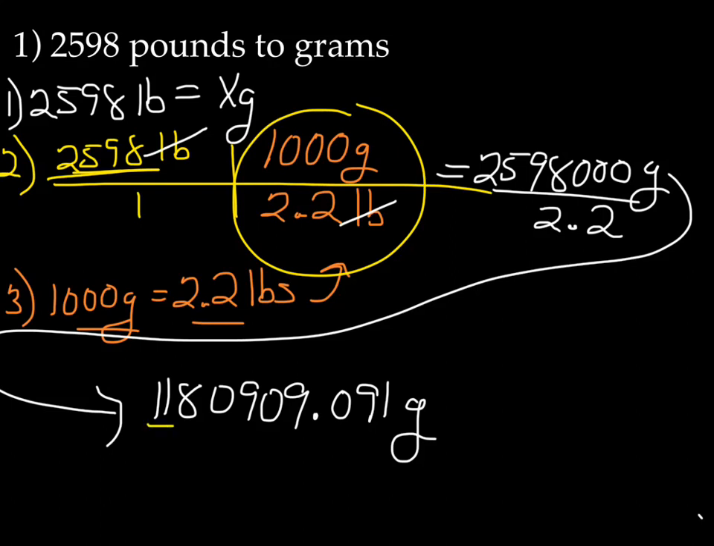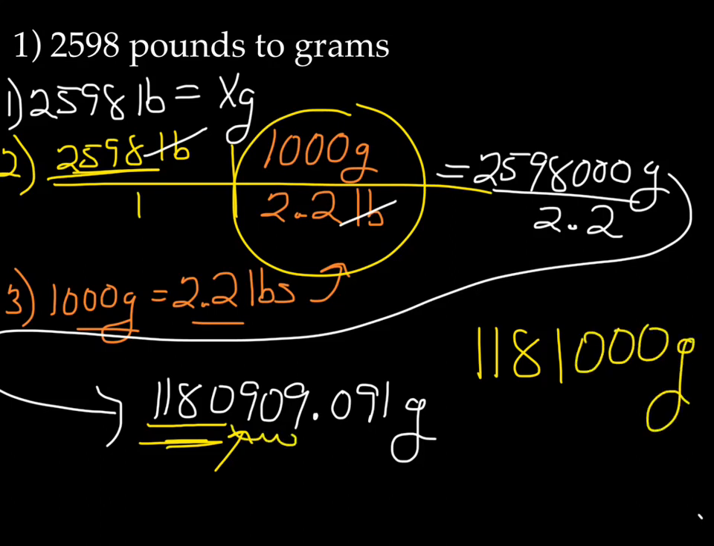So 1, 2, 3, 4. We're going to keep those 4. So we're going to drop from the 9 on, and because the 9 is 5 or bigger, we're going to end up with 1181. Okay, those 4. However, we need to add zeros for placeholders. So there's our final answer in standard notation.